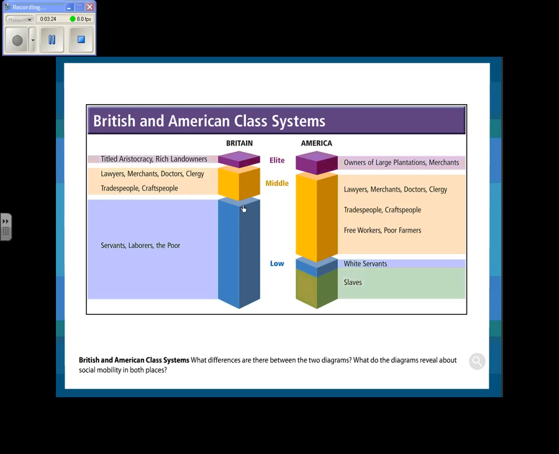In Britain, most of the population, over half of the population, was servants, laborers, and the poor. In America, a very small percentage of the people made up the poor class or the white servants. One thing that the Americans had that the Britons didn't have was slaves. And of course, these were mainly concentrated in the South, but could be found in all regions of America.